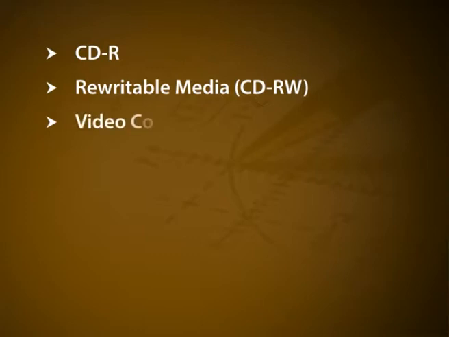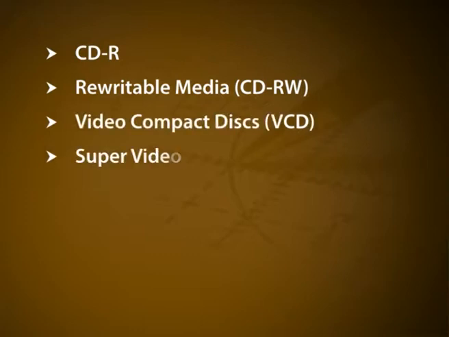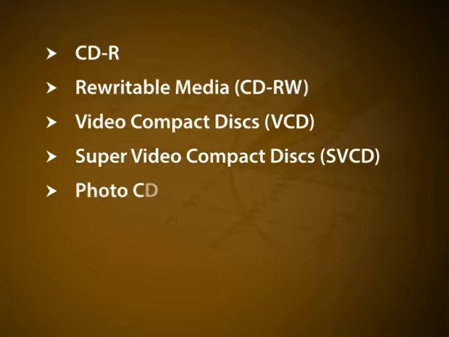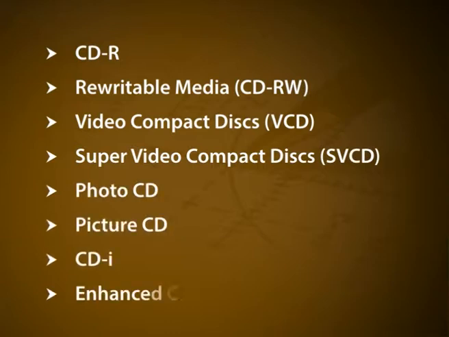From the center outward, the components are the center spindle hole of 15 mm, the first transition area, that is the clamping ring, and the clamping area, the stacking ring, and the second transition area or the mirror band, the information or the data area, and the rim. The technology was eventually adapted and expanded to encompass the data storage CD-ROM, write-once audio and data storage CDR, rewritable media CDRW, video compact disc VCD, super video compact disc SVCD, photo CD, picture CD, CDI, and enhanced CD.